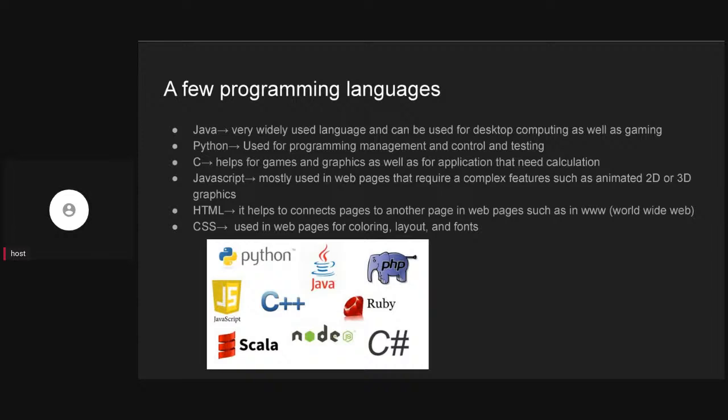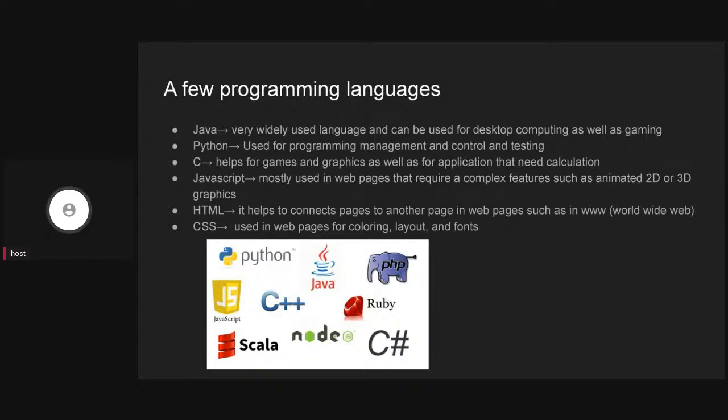JavaScript. This is mostly used in web pages that require complex features such as animated 2D or 3D graphics. If you go to a website, you see these animated 2D or 3D graphics. They usually use JavaScript to do those, and it's very useful for websites.